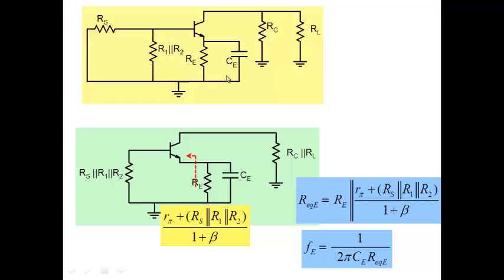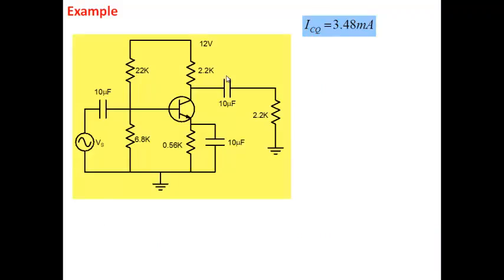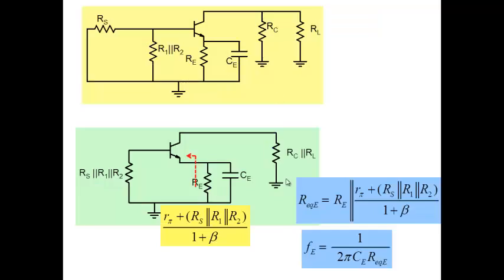Okay. The next part is, you have a choice of CE, of course, but you have a choice of R equivalent E also for affecting your 3 dB frequency. Suppose I tell you that I want 200 hertz 3 dB frequency, and you cannot use a capacitor larger than 100 microfarad. Well, if you put 200 hertz here, the largest capacitor that you can use is 100 microfarad. So that puts a constraint on R equivalent here.